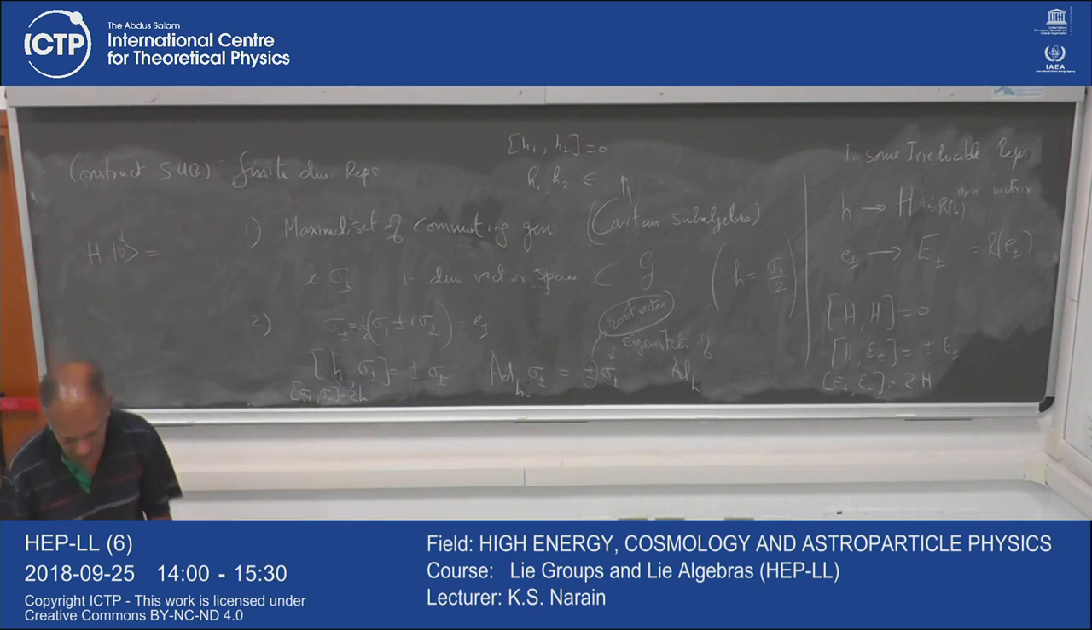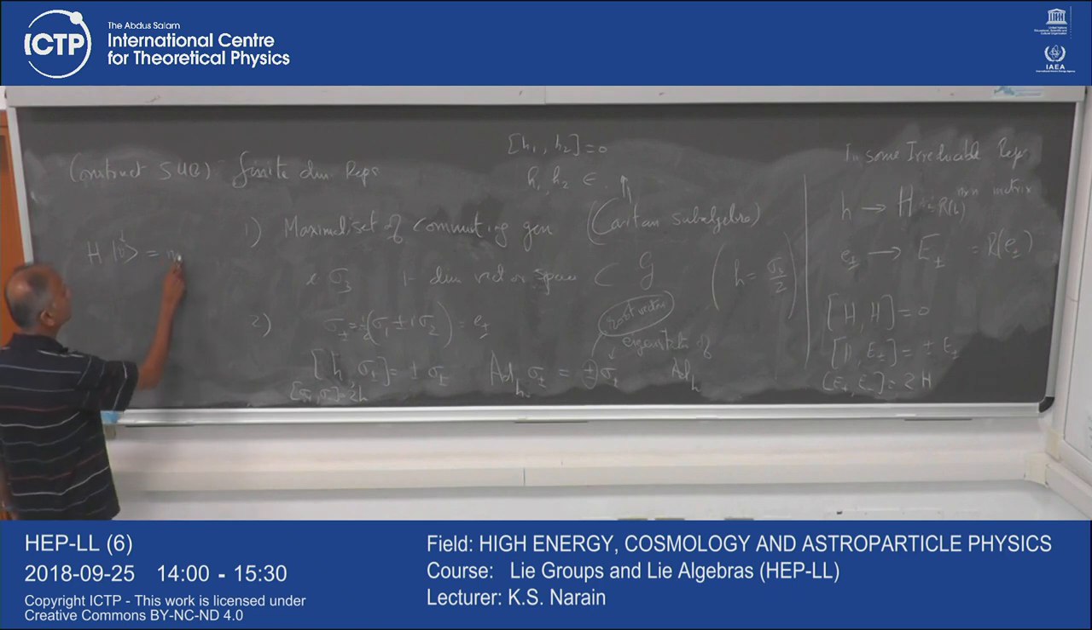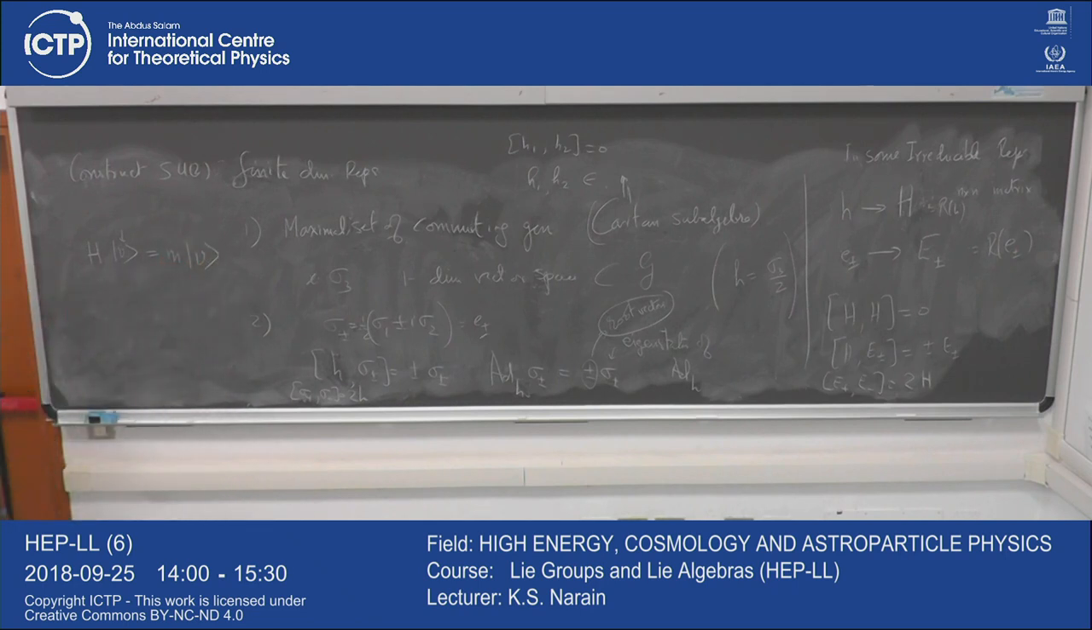Let me see what notation I was using. I will try to use the same notation here. J, no. M. Yeah. So H V equals M V. M is some real number, a real number because we are talking about Hermitian. So M is some number. That's one. So I know how H acts on this particular state V.